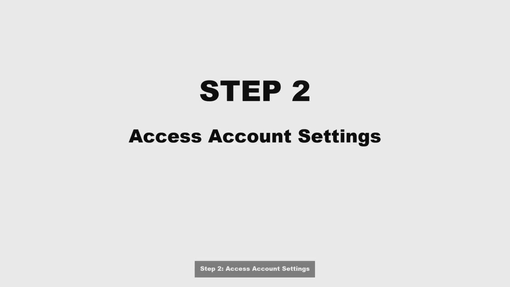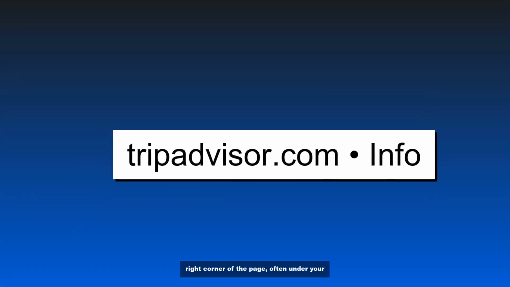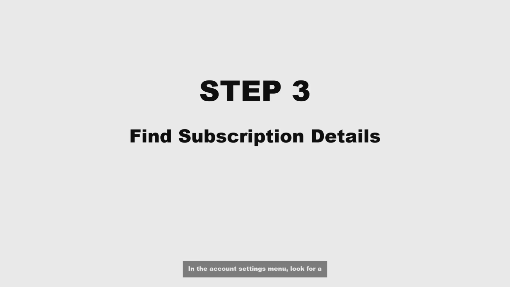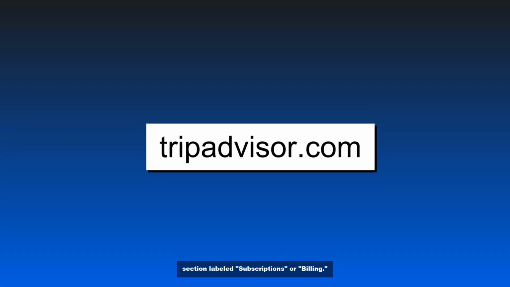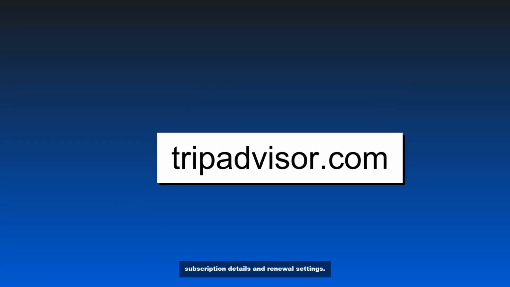Step 2. Access account settings. Once logged in, navigate to your account settings. This is usually found in the upper right corner of the page, often under your profile name or icon. Step 3. Find subscription details. In the account settings menu, look for a section labeled Subscriptions or Billing. Click on this to view your current subscription details and renewal settings.